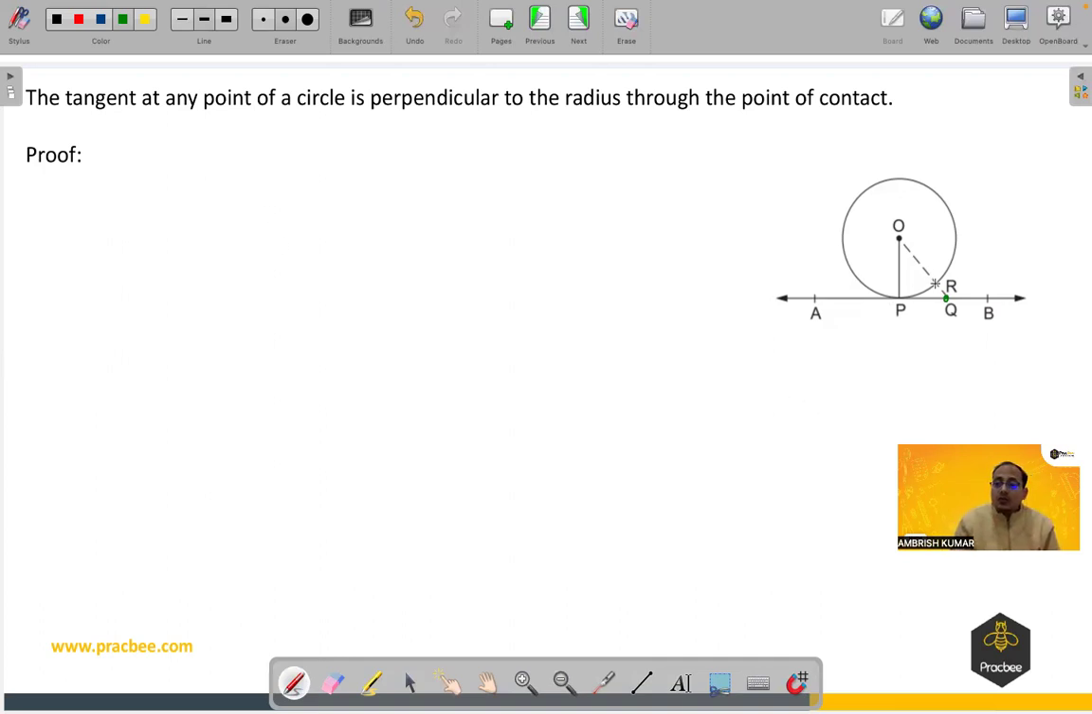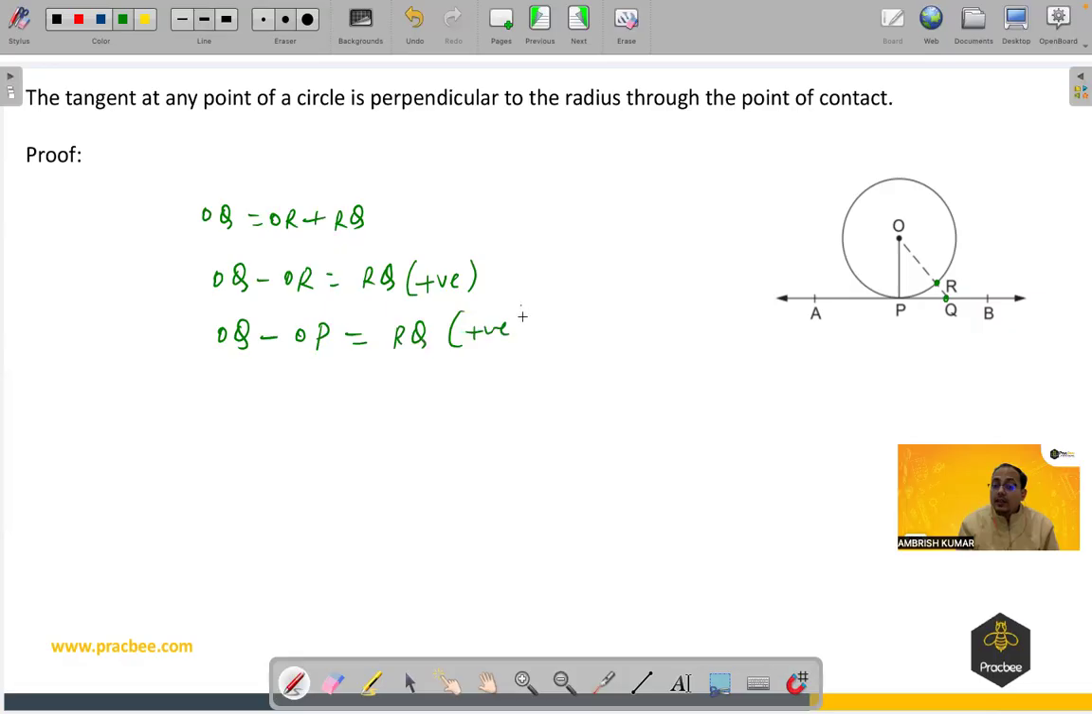Now, this is the point R where OQ intersects the circle. So what we can write here is OQ equals OR plus RQ. OQ minus OR is going to be RQ. RQ is the distance. Distance is always positive. So it's going to be some positive number. Now OR and OP both are the radius. So we can write OQ minus OP as some positive number, right? So therefore we can say that OQ minus OP is greater than 0. It means we get OQ is greater than OP.